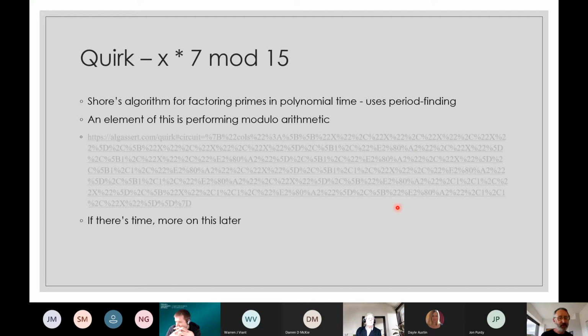I've just shown this one. This is modular arithmetic. If I brought it up again, you would see that it can do things like multiply x by 7. I included that, not time to go into detail, because that is a key part to Shor's algorithm for deducing prime numbers.